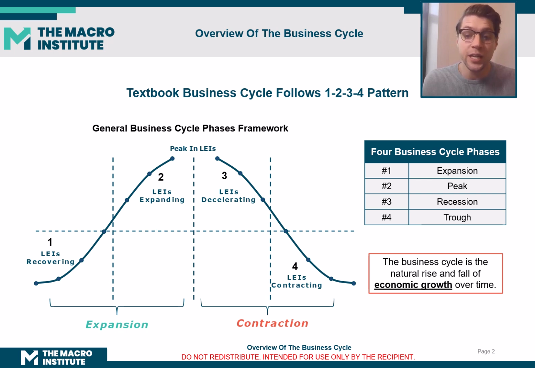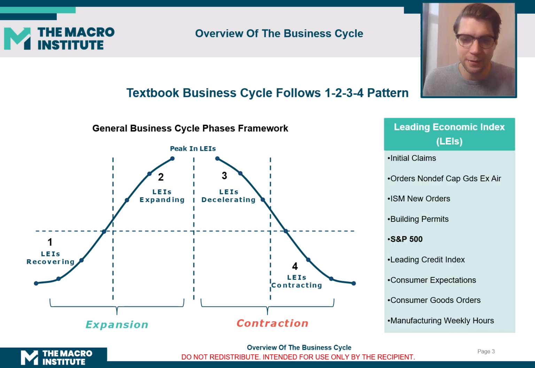We have phase 3, the recession. That's when LEIs start to decelerate. And then number 4, we have the trough. That's when LEIs are contracting and eventually bottom out in anticipation of going through it again and starting with phase 1, the expansion. So it's a repeatable process over and over and over again. Again, this is the textbook business cycle. I will show later why this is not always what happens in reality.